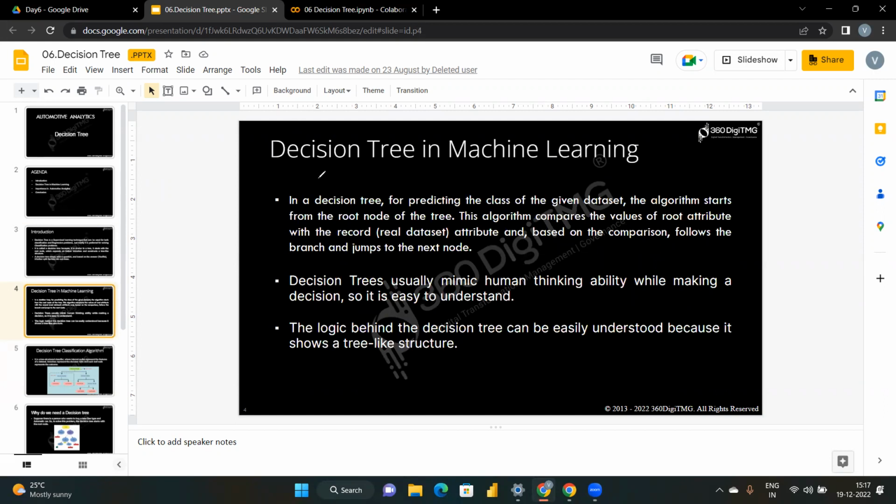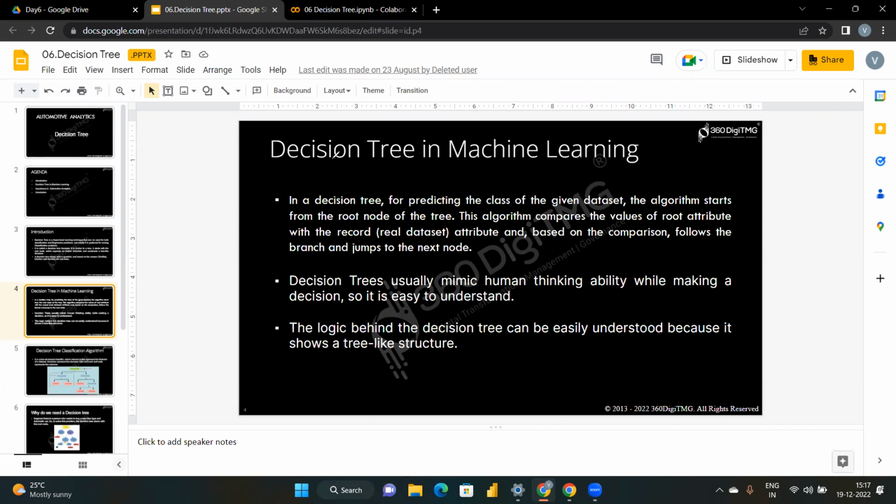So in a decision tree, for predicting the class of the given data set, the algorithm starts from the root node of the tree. This algorithm compares the value of the root attribute with the record attribute, and based on this comparison, we are going to follow the branch and jump to the next node. Okay. Decision tree in machine learning.